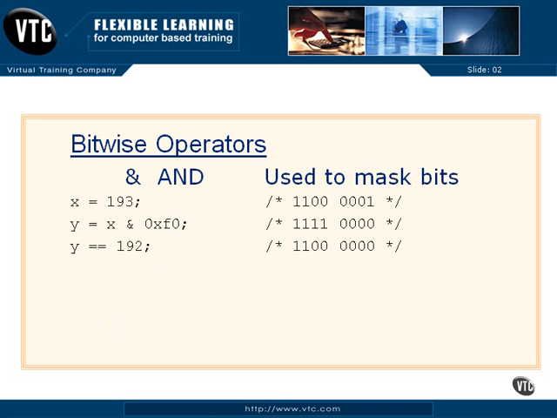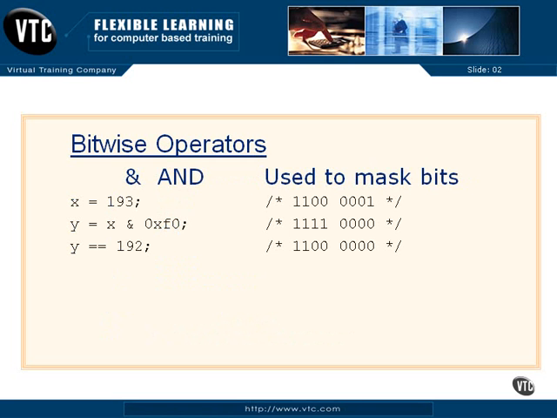Here's a single ampersand, which is an AND. Remember that we had a logical operator of AND that was two ampersands together. This is just one. This is a bitwise AND. And what this will do is mask bits. It will take bits out of consideration.